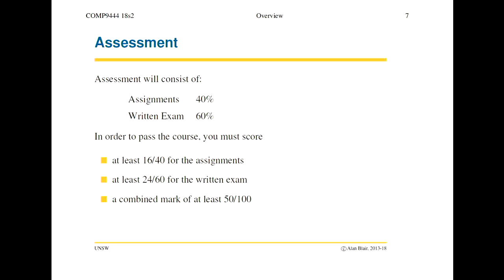So the assessment for this course, there'll be some assignments and then there'll be a written exam. The assignments will be 40% and the exam will be 60%, and you've got to get a mark of 50 out of 100 overall to pass the course. You also need to get 40% in each component of the course. So 40% is 16 marks in total for the assignments and 24 marks in total for the exam.